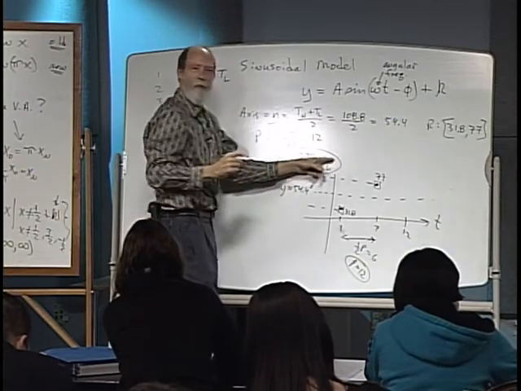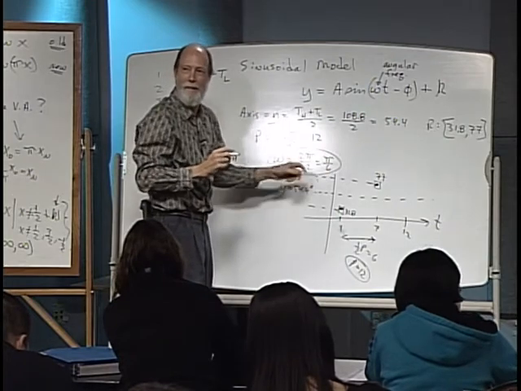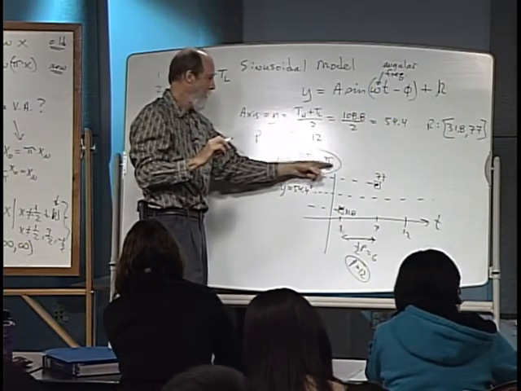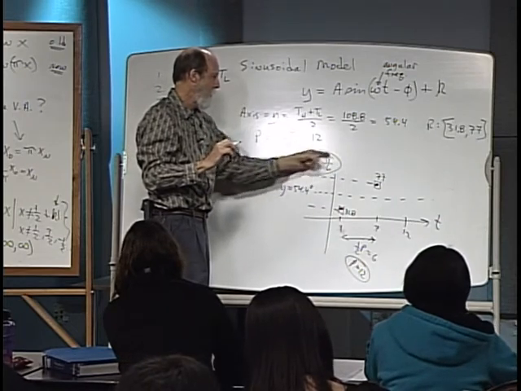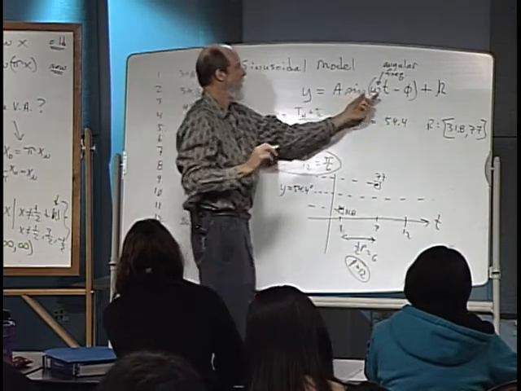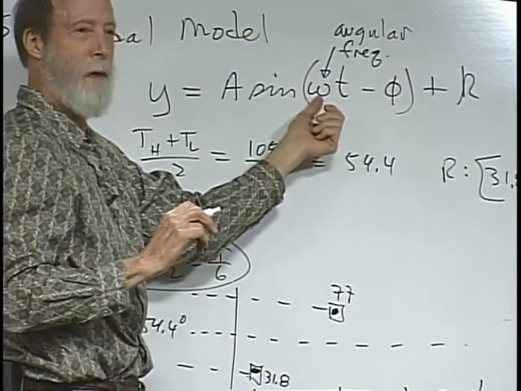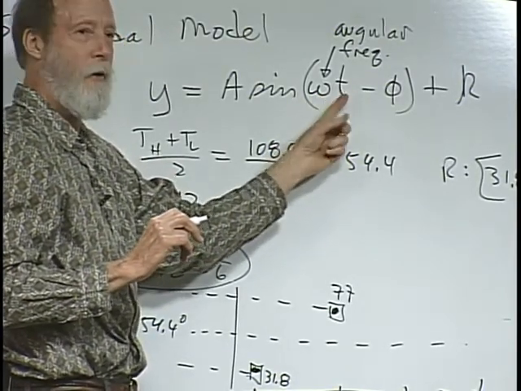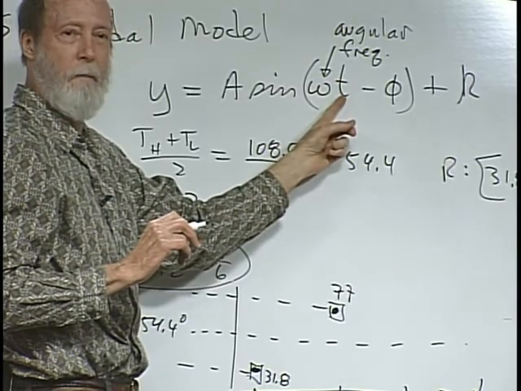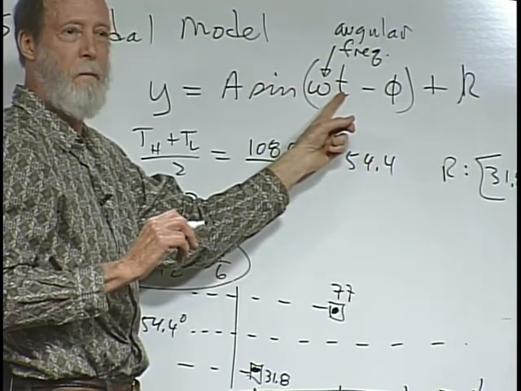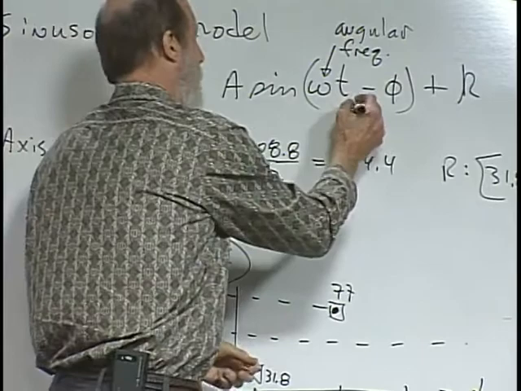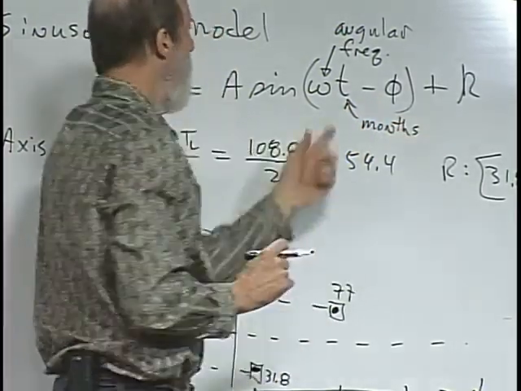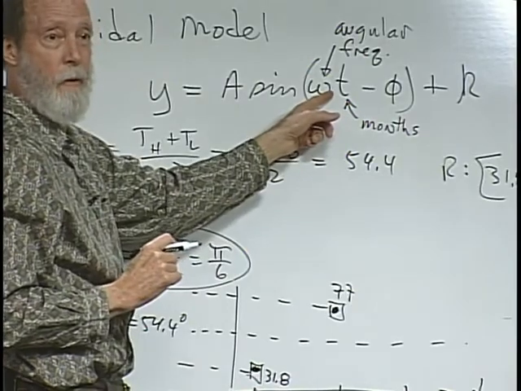What kind of units are on that thing? I'm going to show you something new right now. What are the units associated with this value pi over 6? This is strange. We have omega times t. T is what? What kind of units on time in this problem? Months, aren't they? That's time, isn't it? Those are months. T is months.